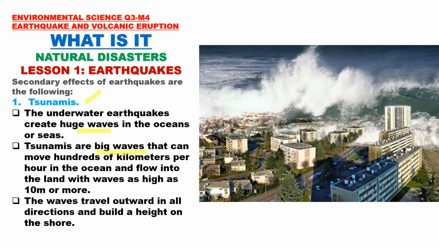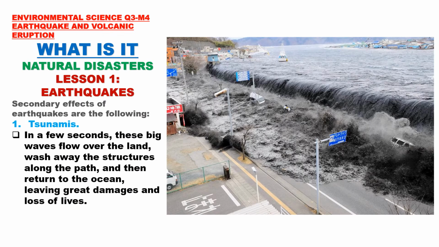Tsunamis are big waves that can move hundreds of kilometers per hour in the ocean and flow into the land with waves as high as 10 meters or more, just like in this picture. The waves travel outward in all directions and build height on the shore. In a few seconds, these big waves flow over the land, wash away the structures along the path, and then return to the ocean, leaving great damage and loss of lives. Here we have a picture of a tsunami that is just starting. This happened in Japan.